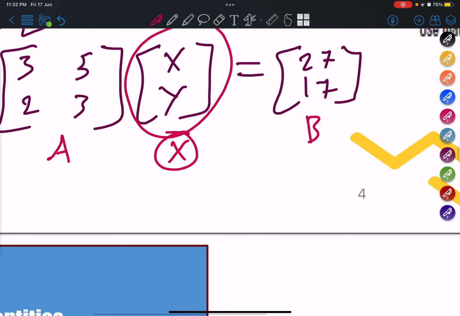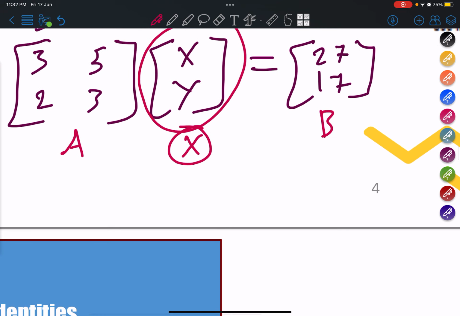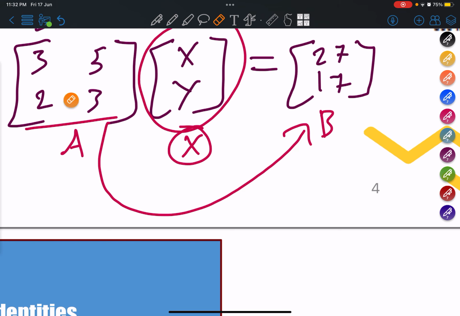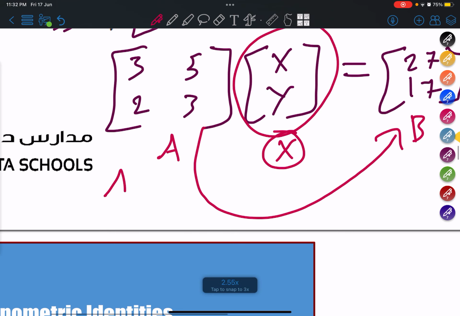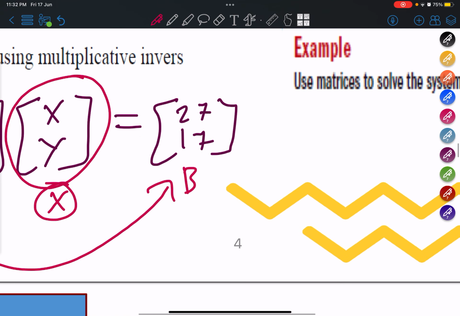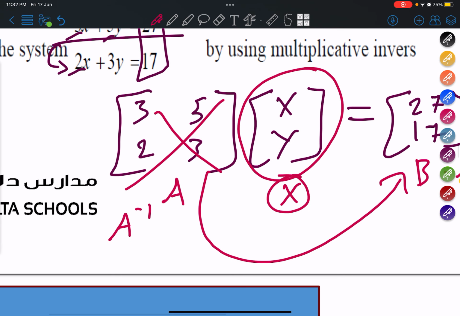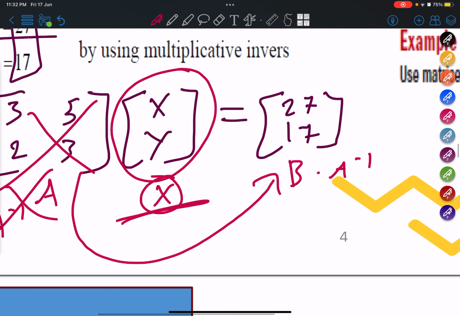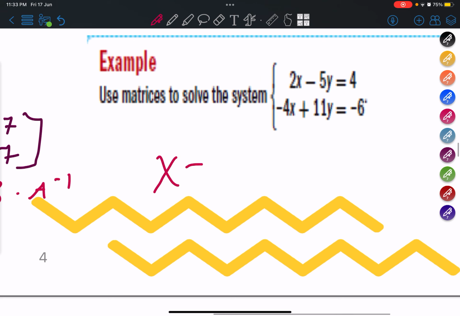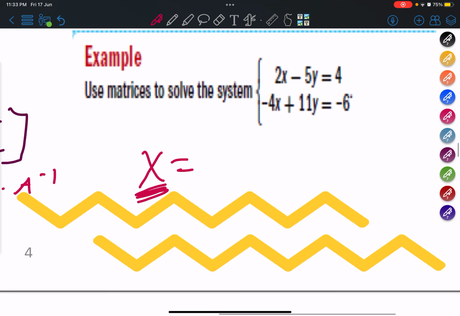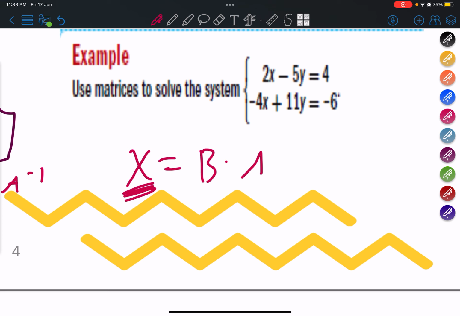If we want the value of X, we'll need to convert or put A onto the other side. We'll have to divide this matrix by both sides, right? But we can't divide in matrices. What do we do? We use the inverse of them. So if you multiply here by A inverse and here by A inverse, A and A inverse will cancel each other and we'll be left with X. So X is equal, which is the one we want, to A inverse times B.